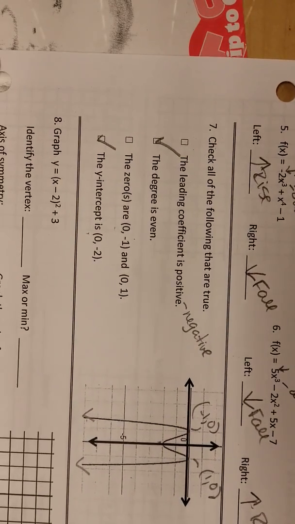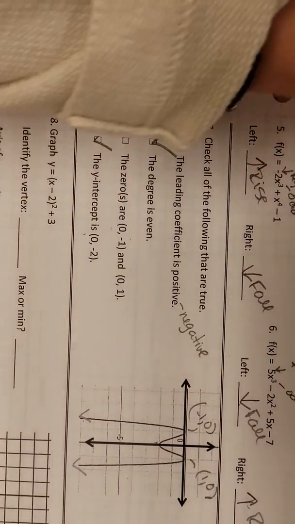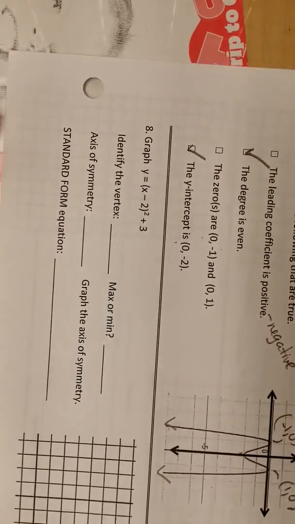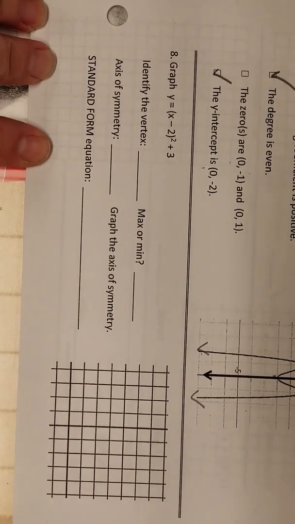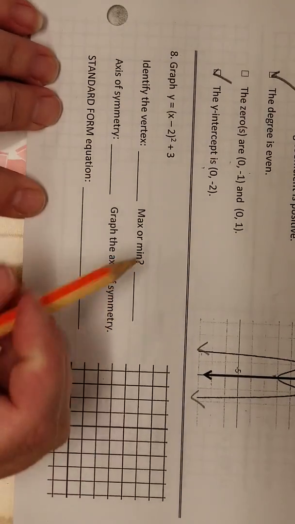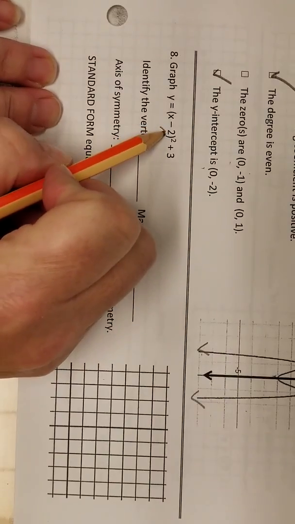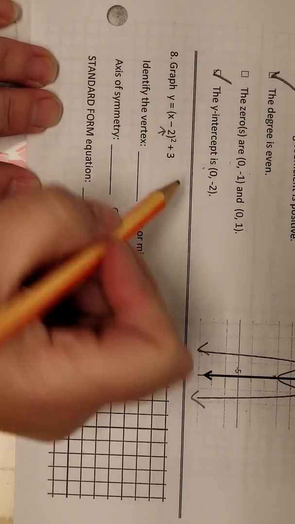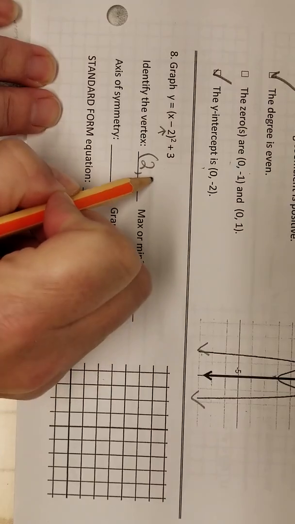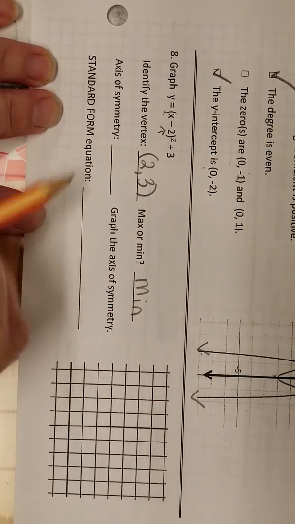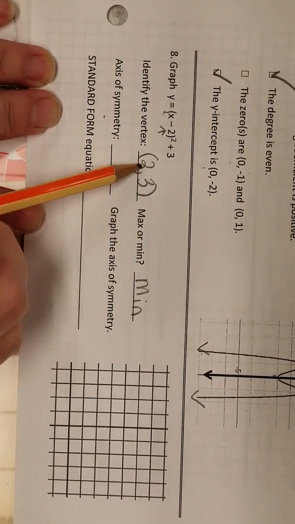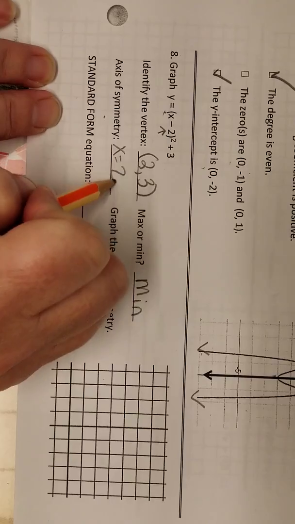Then we're going to graph this. Get this moved around. We're going to graph this one. Remember that your vertex, this is your x. It's a 2, positive 3. This is positive, so it has a min. Axis of symmetry is your x and your vertex. X is equal to 2.